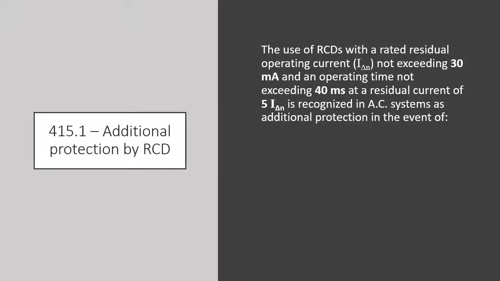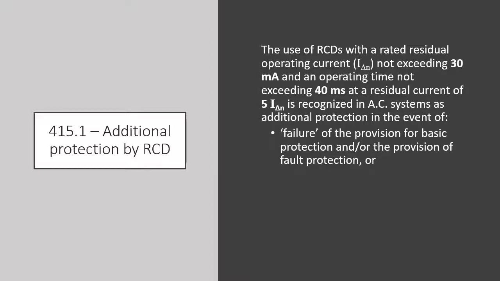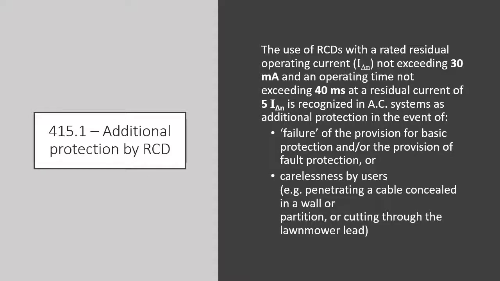Quite high. There are, of course, other requirements built into this for additional protection. We use RCDs with a rated residual operating current not exceeding 30 milliamps, and the operating time should not exceed 40 milliseconds when a residual current of 5 times, so 150 milliamps, is recognized in the system. This is where testing starts to come in, which we'll cover in a bit more depth in part 6. But when we test a typical 61009 RCBO or a 61008 RCD, we are looking for them to trip on the 5 times test in less than 40 milliseconds. And this is recognised in AC systems as being acceptable for additional protection in the event of failure of the provision for basic protection or carelessness by the user.